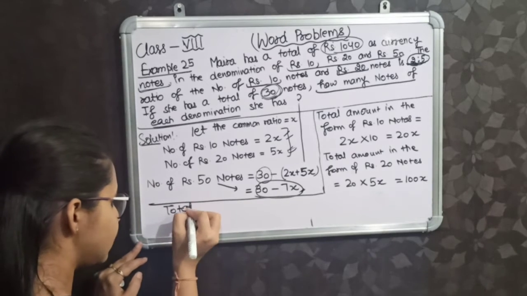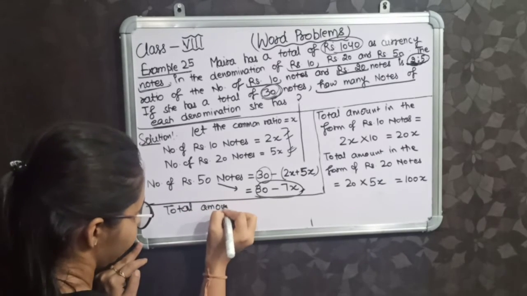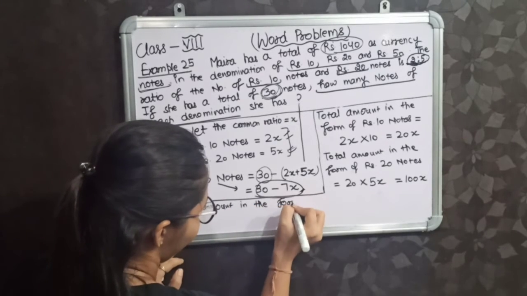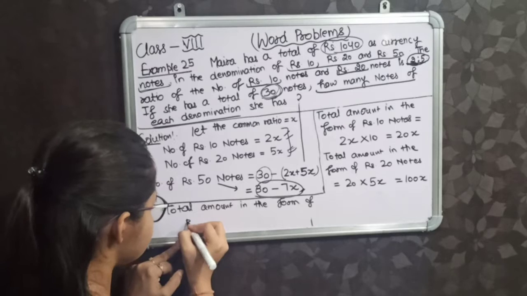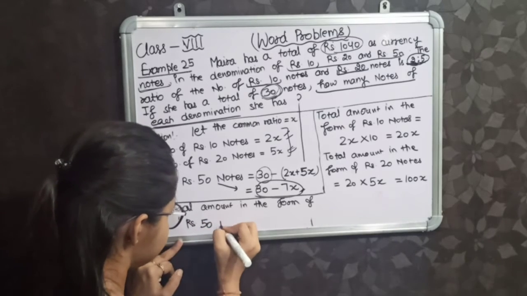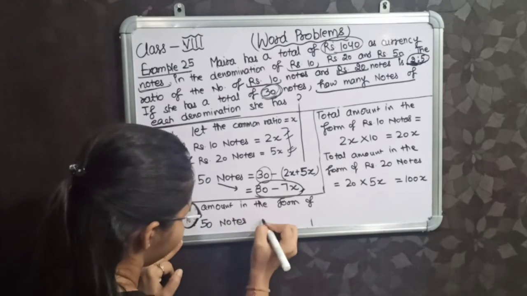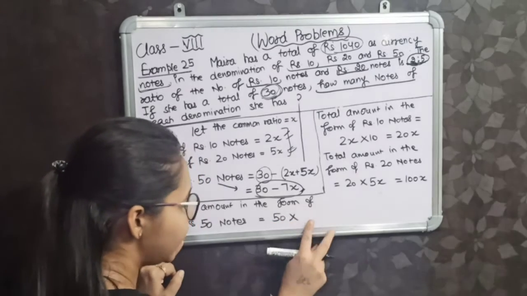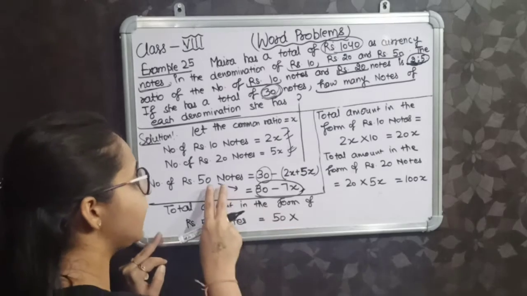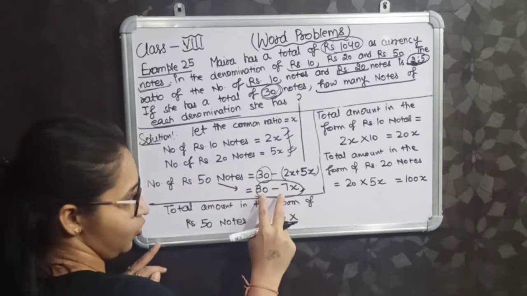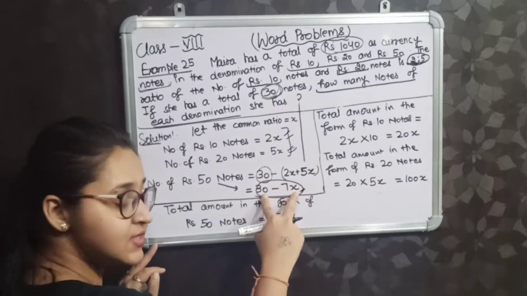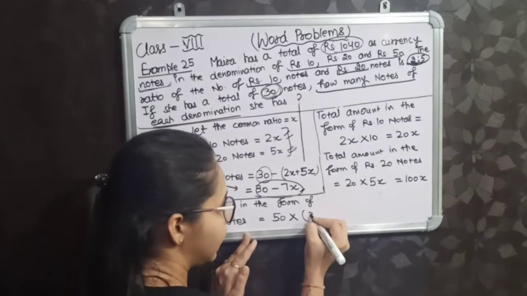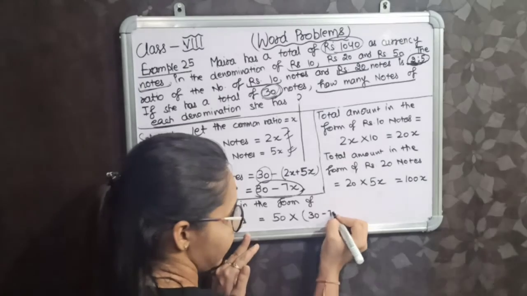Total amount in the form of rupees 50 notes. First of all, you will multiply 50 with how many notes are there that cost rupees 50. How many notes? 30 minus 7x. So you will multiply 50 with 30 minus 7x.